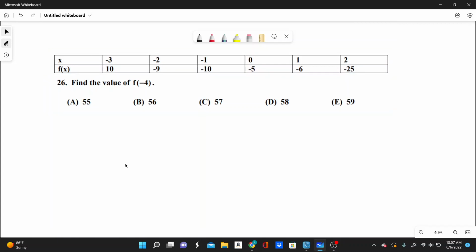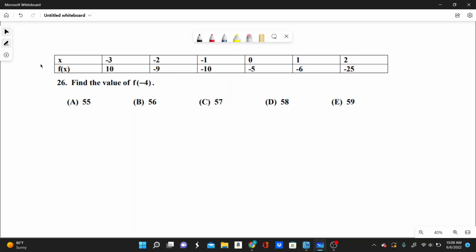Number 26. Find the value of f of -4 given this table. Alright, so we've been given a list of x values, or a list of input values, and a list of output values. And we basically just need to find what function corresponds to these values, and then plug in -4.